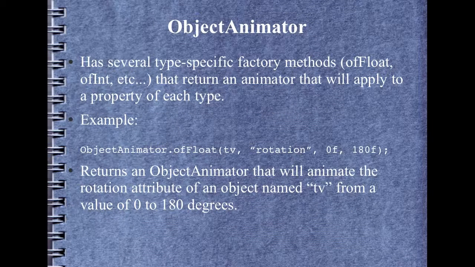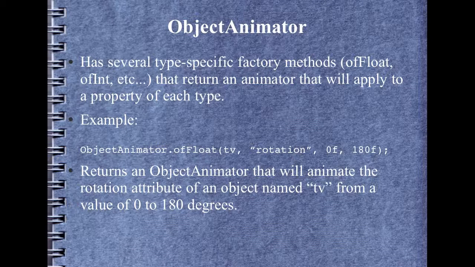Object Animator is extremely powerful. It has factory methods that give you back an object animator of a specific type. And these factory methods are named "of" and then the type name. So we have ofFloat, ofInt, and so forth. They return an animator that applies to the property of the type that the factory method names. So if the property that we're animating is a floating point value, then we would use ofFloat. If it's an integer value, we would use ofInt, and so forth.